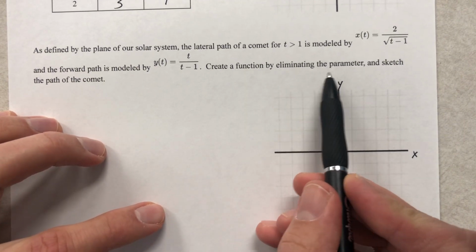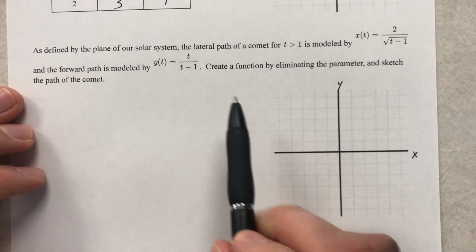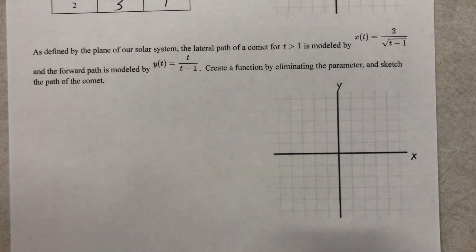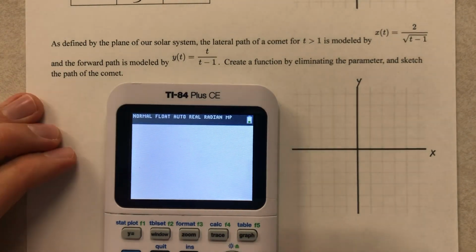Create a function by eliminating the parameter and sketch the path of the comet. So let's actually jump to the end and sketch the path of the comet. And fortunately for us, graphing calculators can do parametric functions. Oh, who knew? Well, I knew, and now I'm telling you.